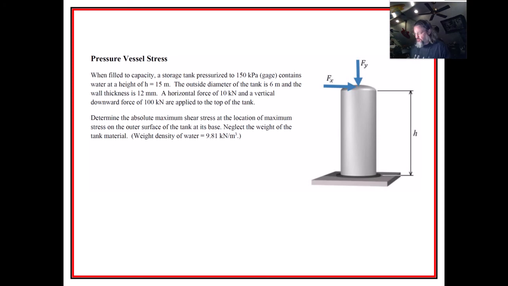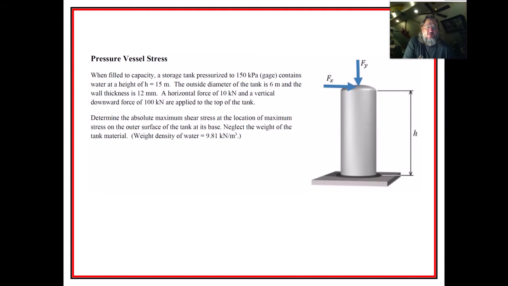So another example here. I've done a lot for this class. This is a pressure vessel stress example. I think I added some stuff to this. And I think I meant to change this to 1,000 kilonewtons for the loads. Yes, I did.